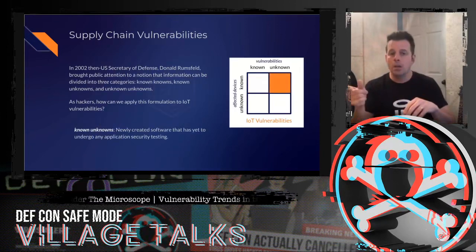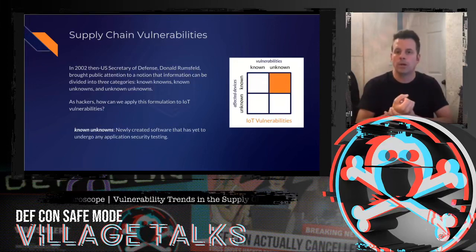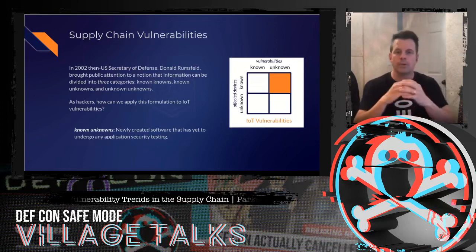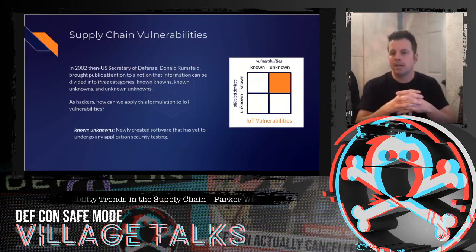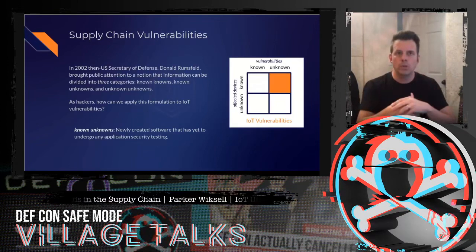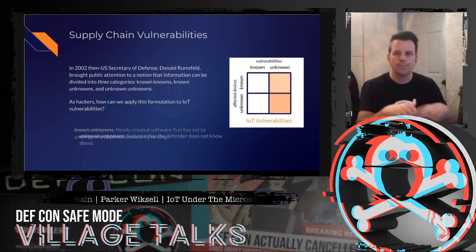Our known unknowns are newly created software versions or even just upgraded versions or whatever that we've pulled in libraries or whatever that we don't have any kind of application testing behind yet, right? So who knows what is going on under the hood there. So we know the device, we just don't know if there's any vulnerabilities there.